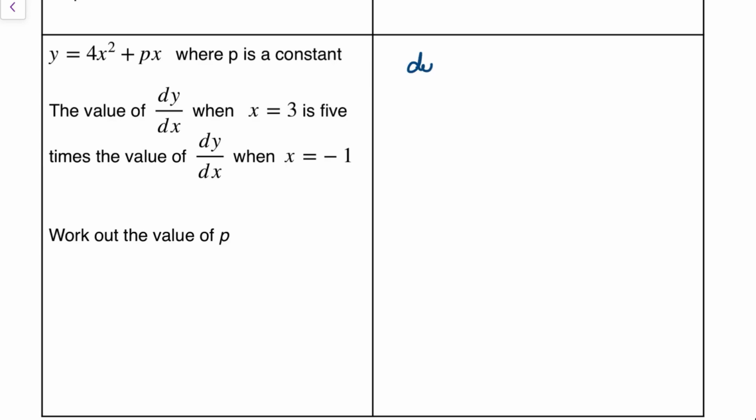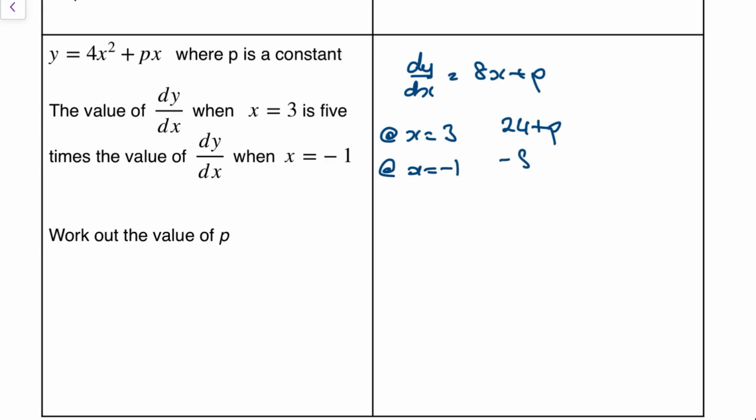So first step is we're going to work out dy dx. So dy dx is equal to 8x plus p. Now at x equals 3, that's 8 times 3, which is 24 plus p. And at x equals minus 1, that's minus 8 plus p. Then it tells me the value of the first one is 5 times the second one. So in other words, 24 plus p is 5 times bigger than minus 8 plus p.